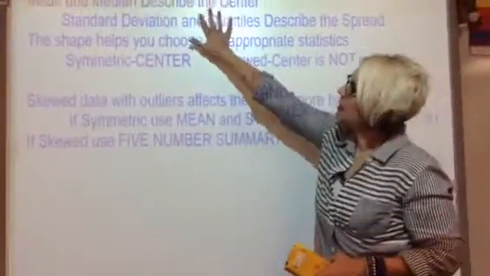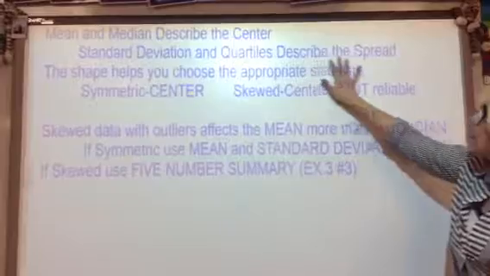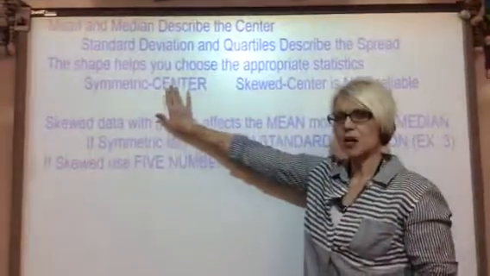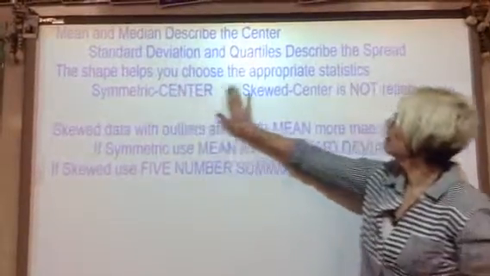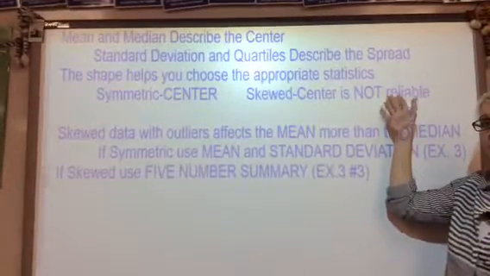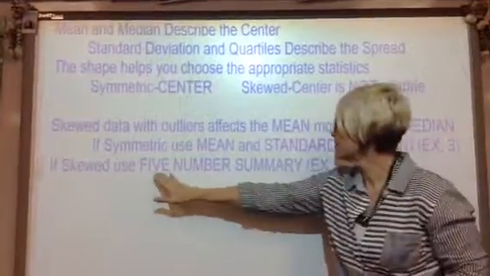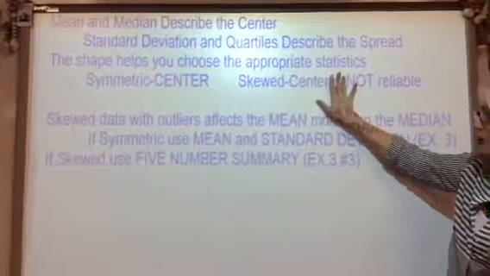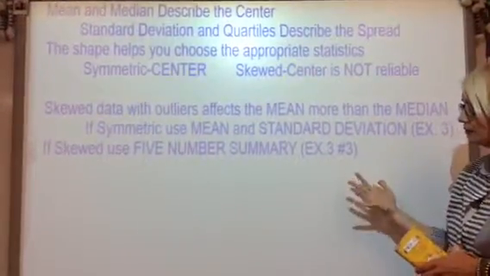Now, the mean and median describe the center of the data, while standard deviation and quartiles describe the spread of the data. If it's symmetric, we're just going to find the mean and the median. If it is skewed, the center is not reliable, so you'll have to find what we call a 5-number summary. The 5-number summary is where you would find the standard deviation as well as the quartiles. You'd find all of that information.